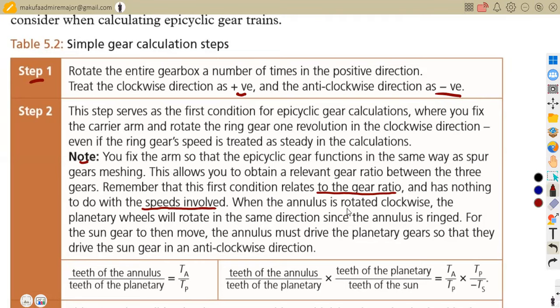And also when the annulus is rotated clockwise, the planetary wheels rotate in the same direction since the annulus is ringed. So take note, the annulus and the planetary wheels rotate in the same direction. For the sun gear to move, the annulus must drive the planetary gear so that they drive the sun gear in an anti-clockwise rotation. So the sun gear is going to be in an anti-clockwise rotation.